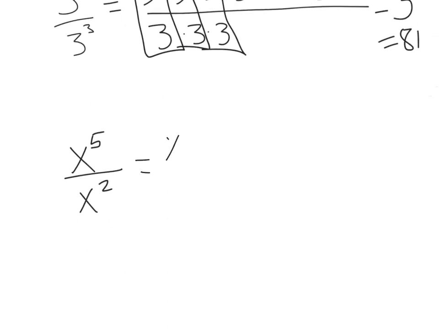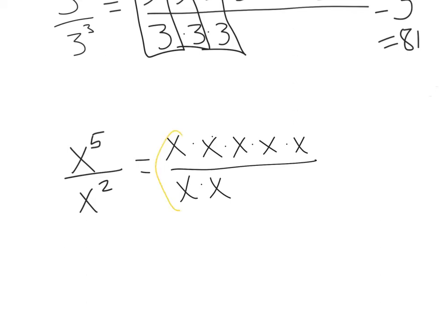So x to the 5th, x times x times x times x times x, and then you've got x squared on the bottom. You have 2 giant ones here, and so you're left with x to the 3rd.